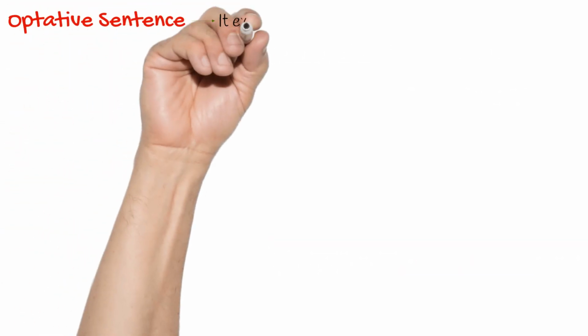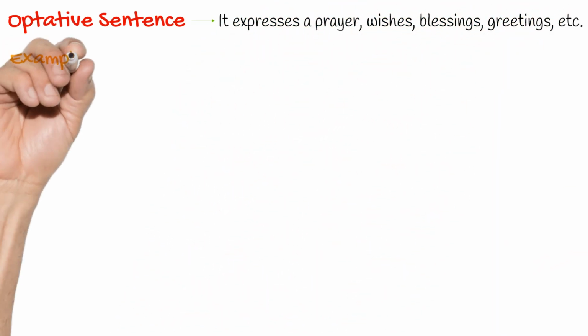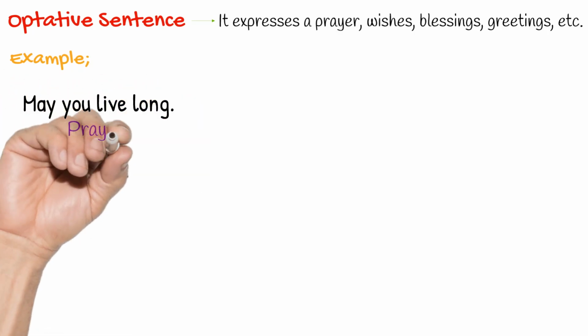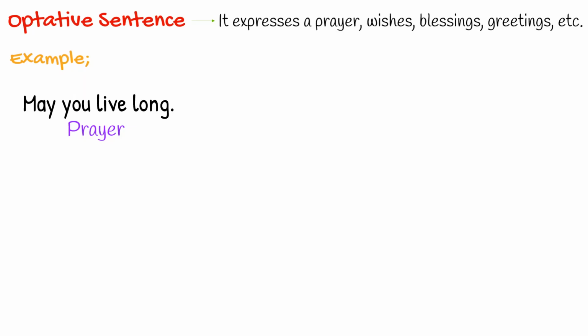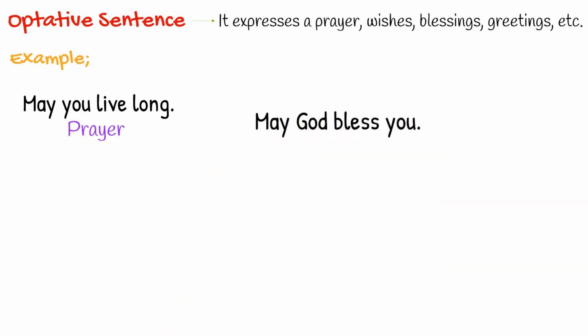What is an optative sentence? It expresses a prayer, wishes, blessings, greetings, etc. Let's take some examples. May you live long. Here, the speaker prays for the long life of the listener. Hence it is an optative sentence. Next, may God bless you. Here, the speaker is asking blessings. It is also an optative sentence.